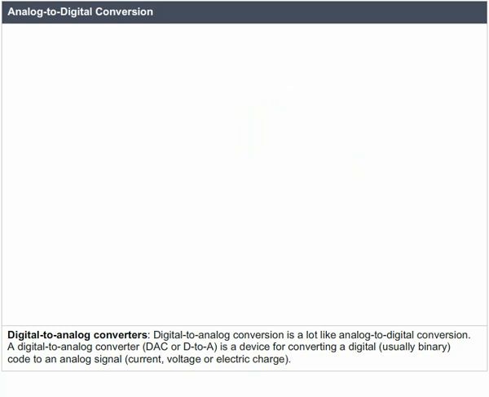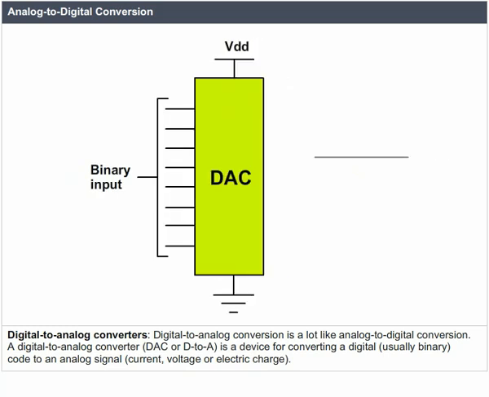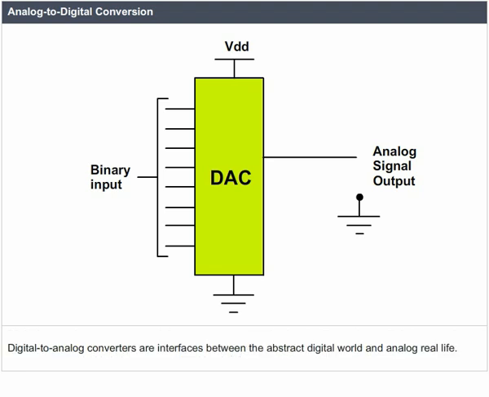Digital to analog converters. Digital to analog conversion is a lot like analog to digital conversion. A digital to analog converter, DAC or D to A, is a device for converting a digital, usually binary, code to an analog signal: current, voltage, or electric charge. Digital to analog converters are interfaces between the abstract digital world and analog real life.